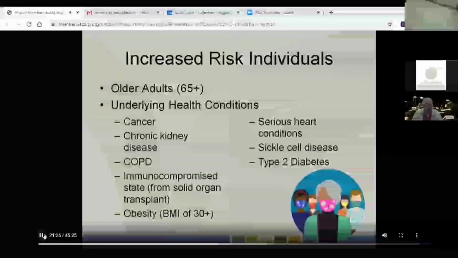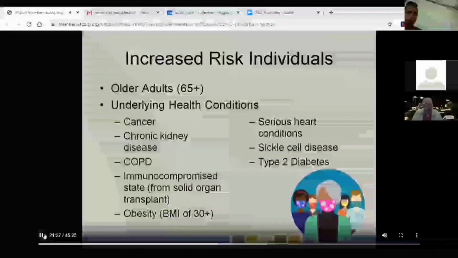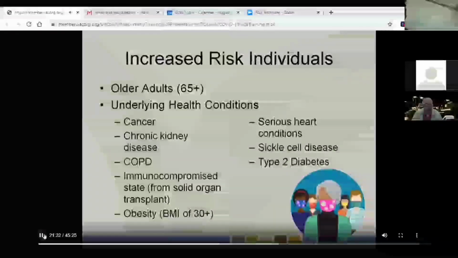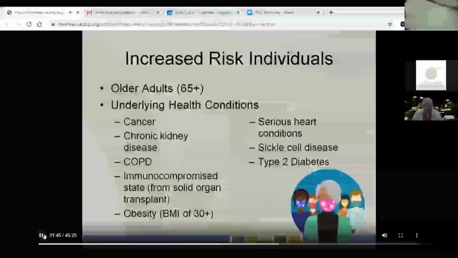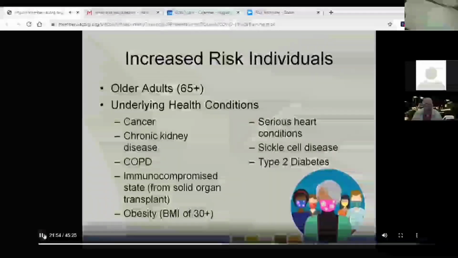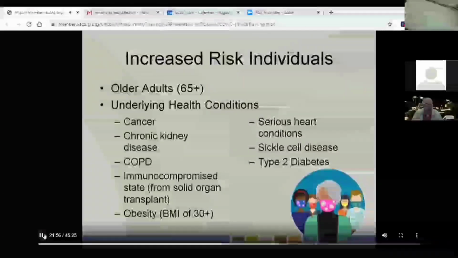In addition to just being a correlation with age, there's also a correlation with underlying health conditions and some pretty negative health outcomes as well. So if someone were to have cancer, chronic kidney disease, COPD, obesity, an immunocompromised state from an organ transplant, serious heart conditions, sickle cell disease, or type 2 diabetes, they certainly want to be very careful in avoiding this particular virus, because there already have been some pretty documented negative correlations with this sort of thing.